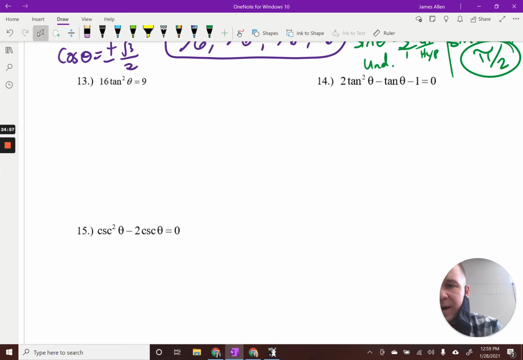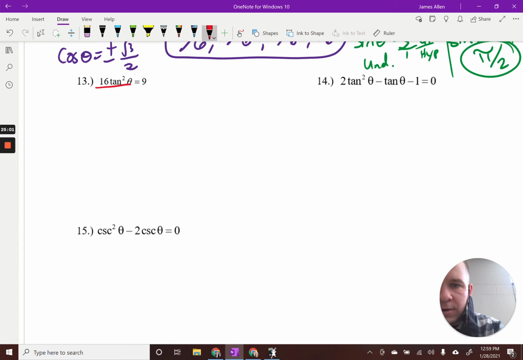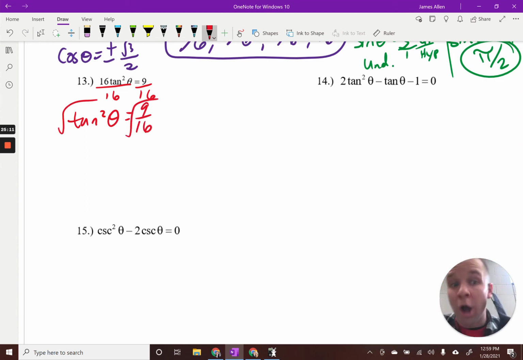All right, let's continue here. So I'm going to divide by 16. I'll switch it up again. I'm going to go red. Divide by 16. So I get tangent squared theta equals 9 over 16. And I got to take the square root on both sides. Great. This is going to be terrible. No, it won't, because those are perfect squares. So I have tangent of theta is equal to plus or minus 3/4.